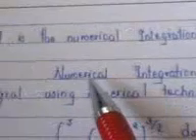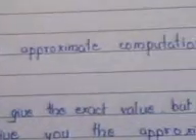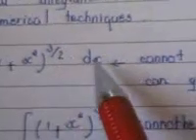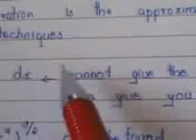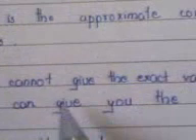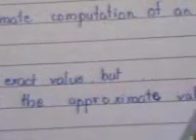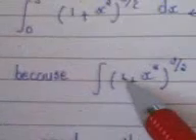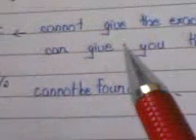I will introduce numerical integration. Numerical integration is the approximate computation of an integral using numerical techniques. Let's say the integration from 0 to 3 of (1 plus x squared) to the power 3 over 2 dx is a numerical integration. It will not give you the exact value, but can give you an approximate value, because the integral of (1 plus x squared) to the power 3 over 2 cannot be found.